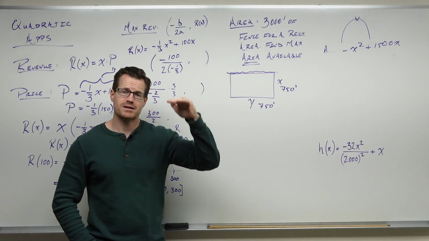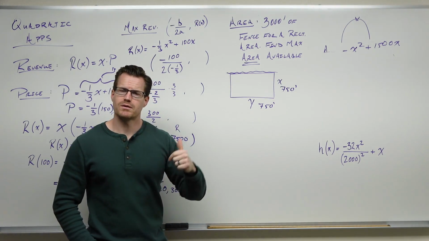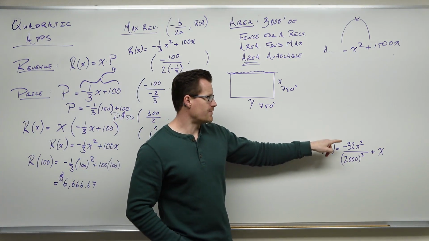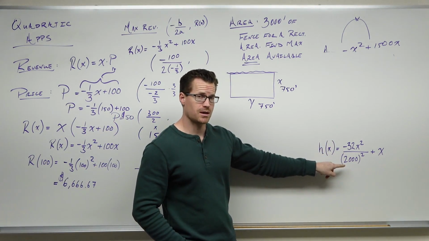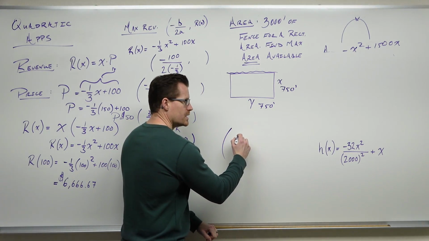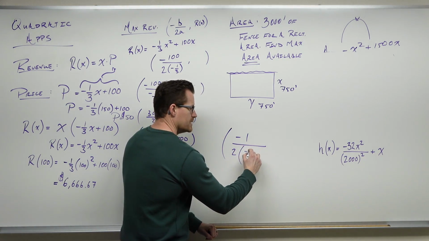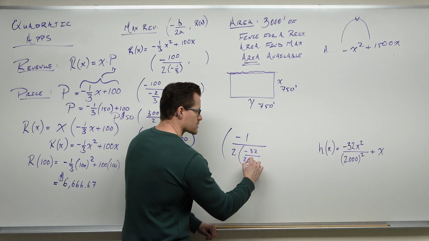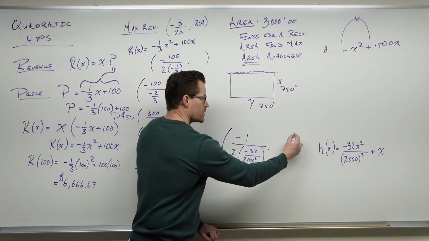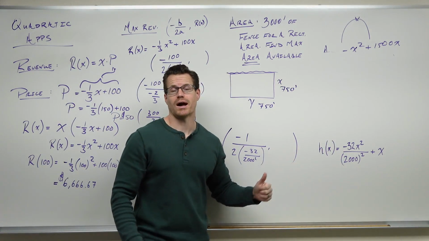If you want to figure out its maximum height, well, then we would say, find your vertex. If you want to figure out the maximum height this projectile reaches, then you would have your A is this nasty thing, and your B is 1. So on your vertex formula, you would have -1, that's negative B, over 2 times -32 over 2,000 squared. That is what your vertex would look like as far as your x coordinate, and then you would figure that out and plug it into your function to figure out your height, and your height would be right there.